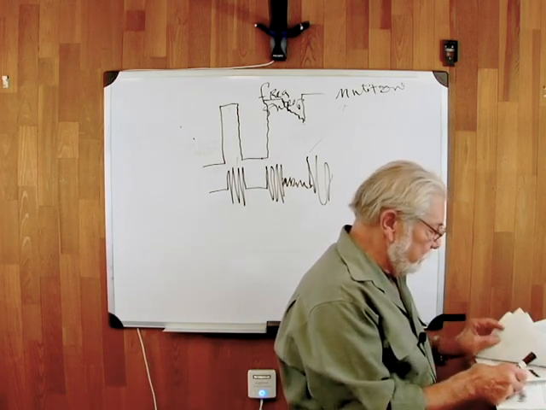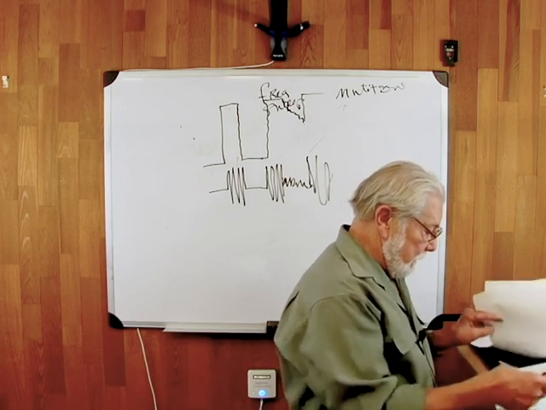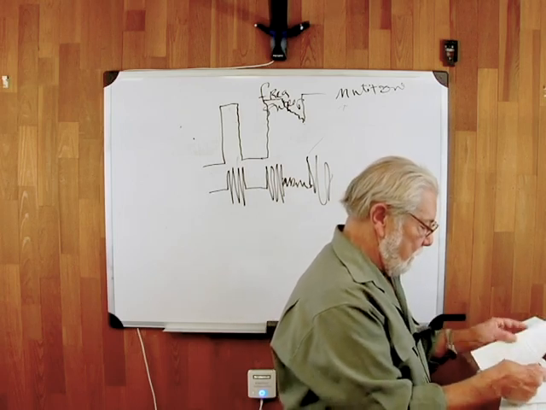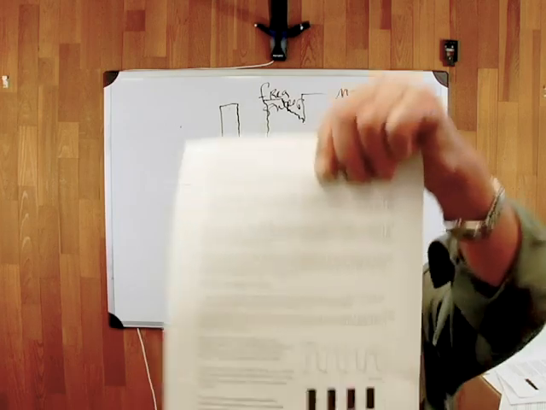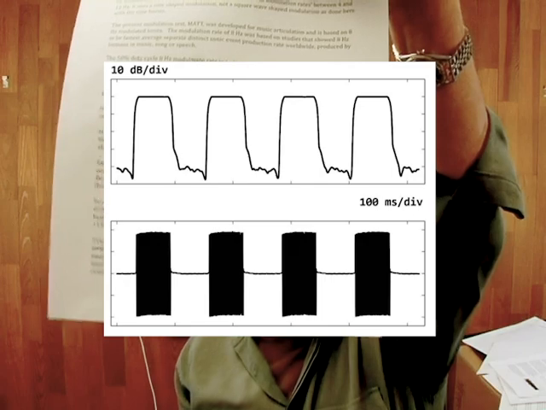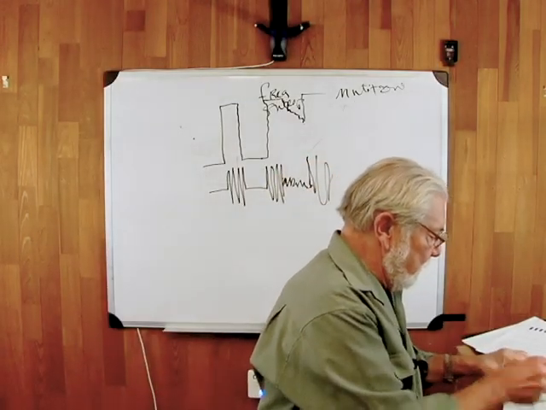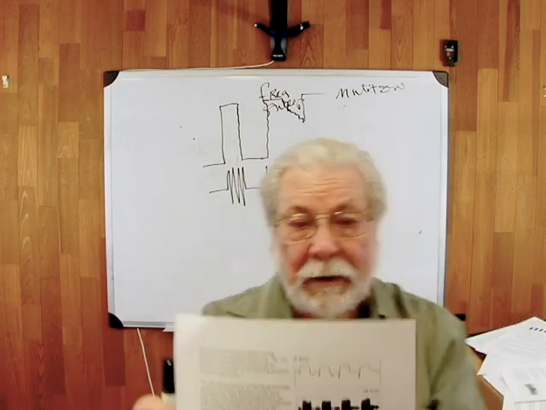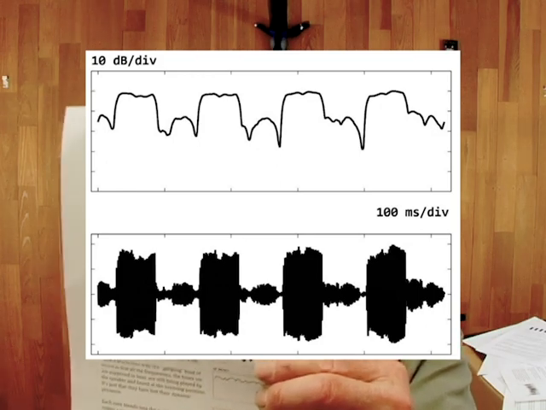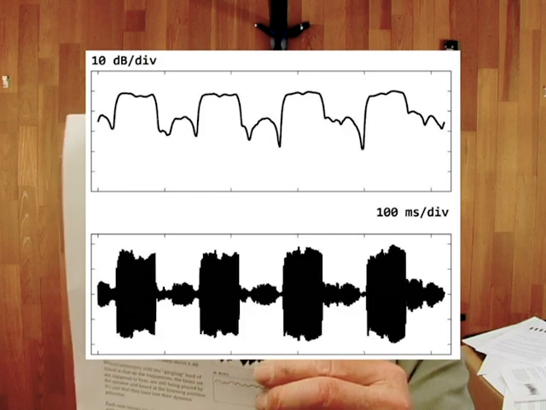A good room, well, here's another version of that. There's an electronic signal, clean. Remember, it's dB versus time. Here's a little bit of noise. It's about a 15 dB signal to noise ratio, but you can see the noise between the bursts.